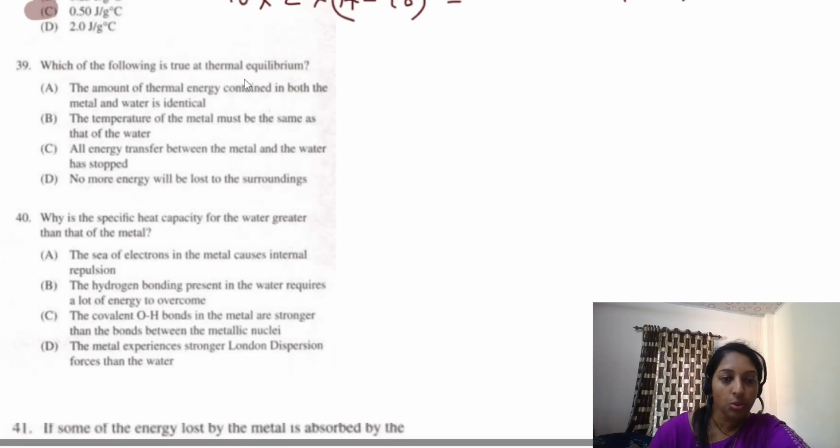Which of the following is true at thermal equilibrium? Option A, the amount of thermal energy contained in both the metal and water is identical. Option B, the temperature of the metal must be the same as that of the water. And option C, all energy transfer between the metal and water has stopped, no more energy will be lost to the surroundings. Which one is correct? Definitely option B is the correct one, because thermal equilibrium means both of them have the same temperature, right?